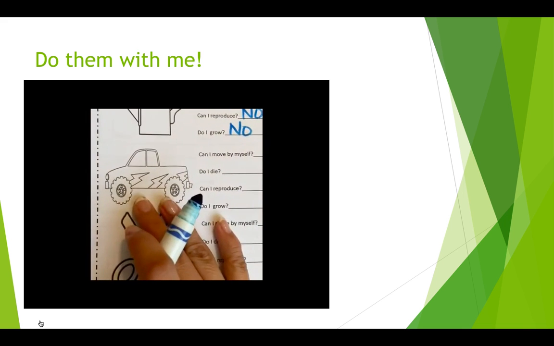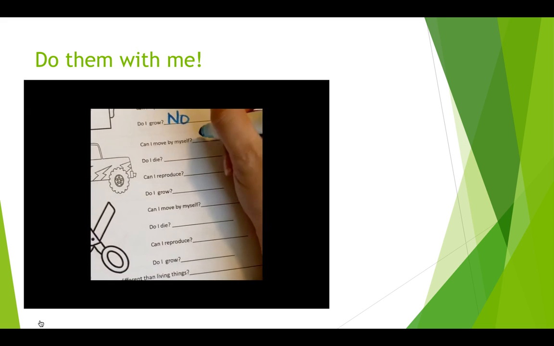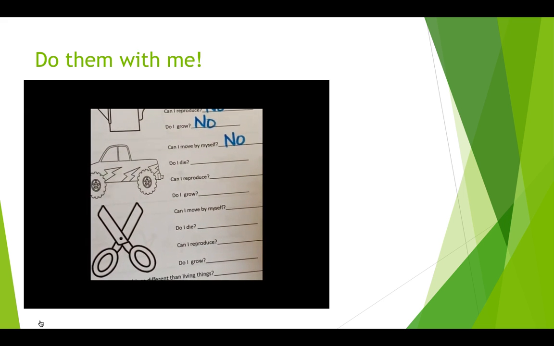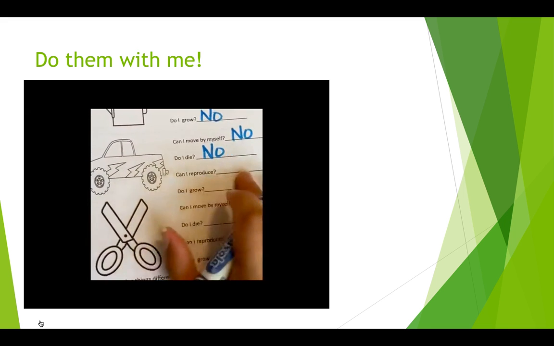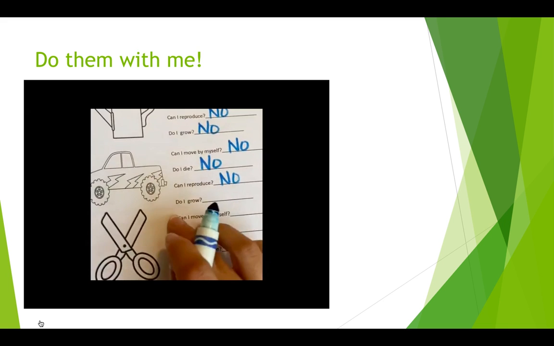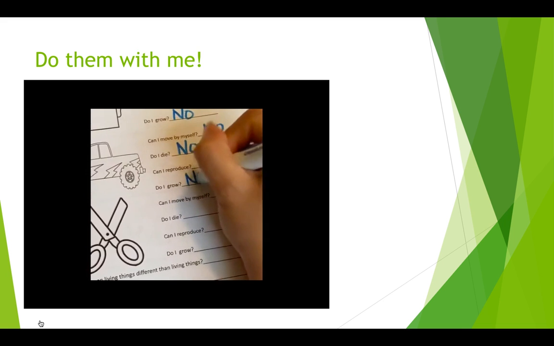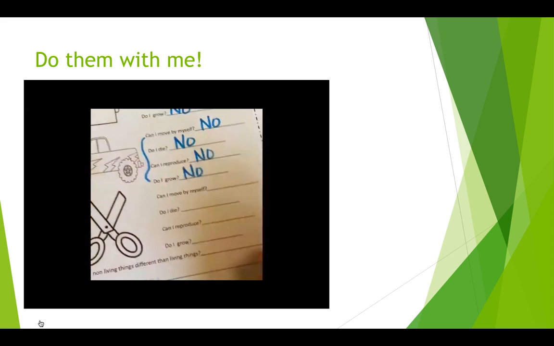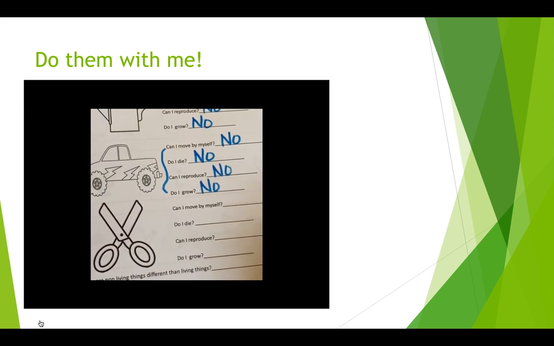Okay, so now let's look at this monster truck. Can the monster truck move by itself? No, that's right. It cannot move by itself. So we put no. Can a monster truck die? No, a monster truck does not die. Can a monster truck reproduce or make more of itself? No, so we're going to put no here as well. And then does a monster truck grow? No, a monster truck cannot grow. So if we put no to all of these for the monster truck, does that mean the monster truck is a non living thing? Yes, the monster truck is a non living thing as well.